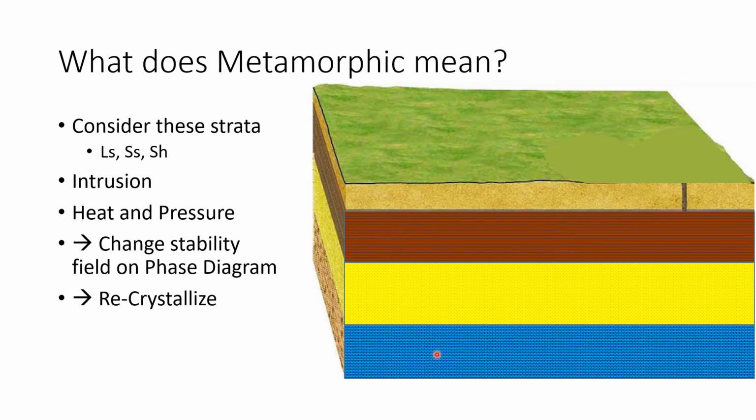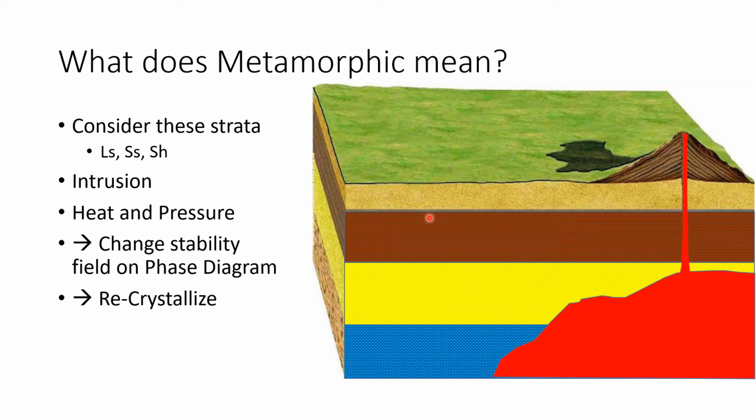Let's say that these are some limestones and some sandstones, and maybe some shales, right? So, these nice sedimentary units are just kind of minding their own business, right? And you guys know what that is. That's one of those igneous intrusions that we talked about before. Make a big batholith and maybe a volcano.